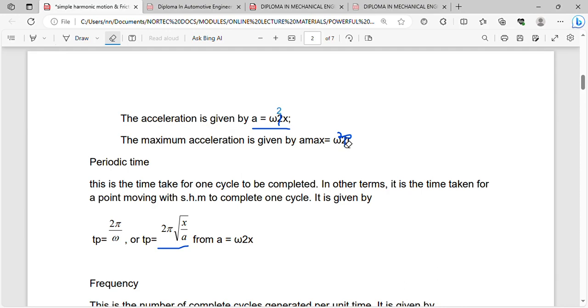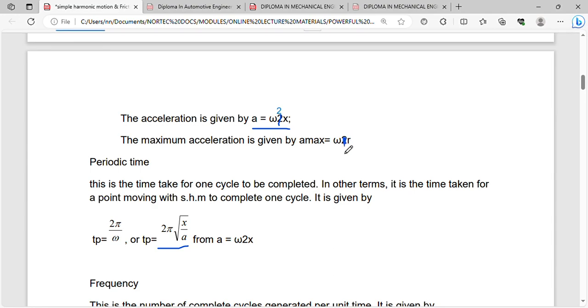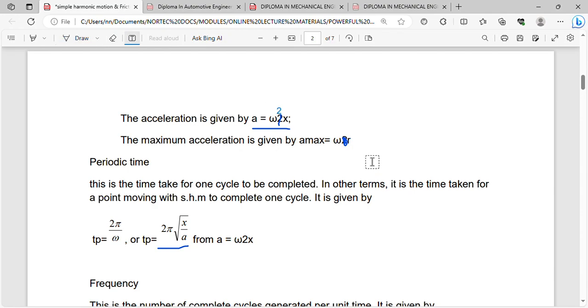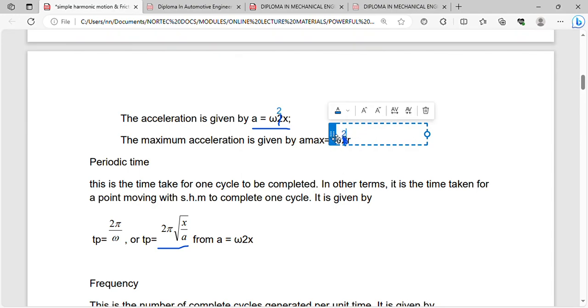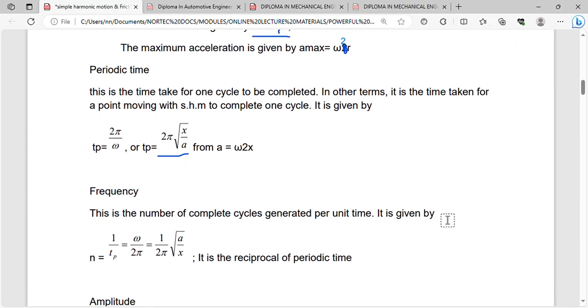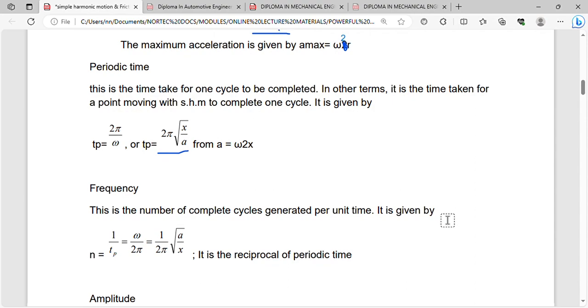So here, this can even go away. And then we say W, this is deleted. Then we said squared. So the square is here. W squared R. Let me just write it here. That is maximum acceleration. The other two are time and frequency.